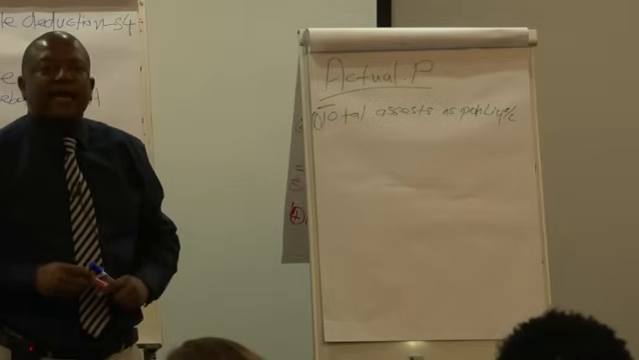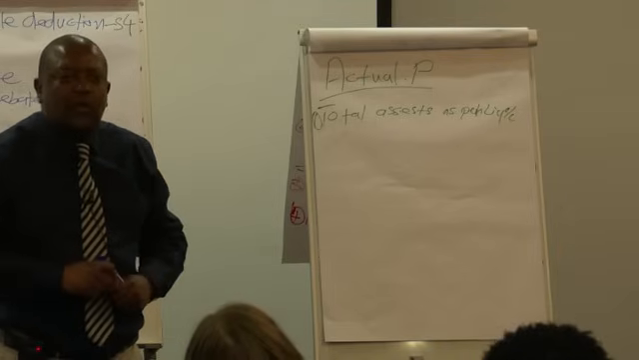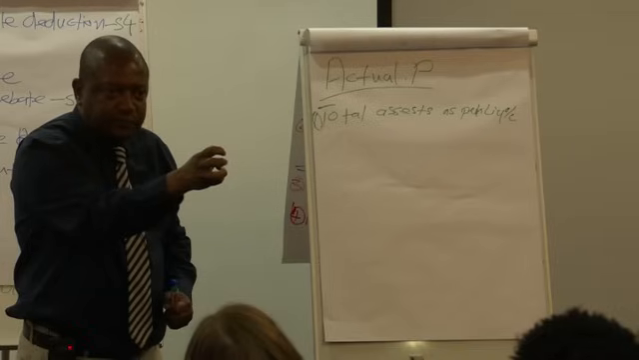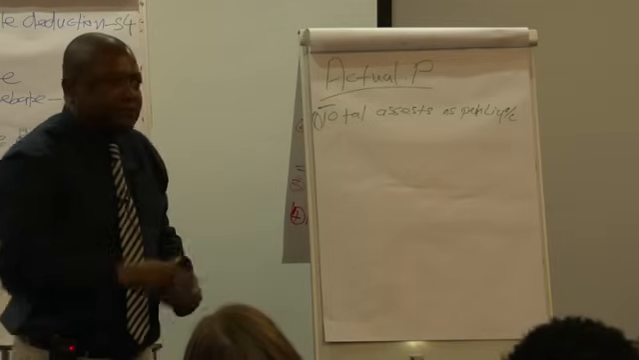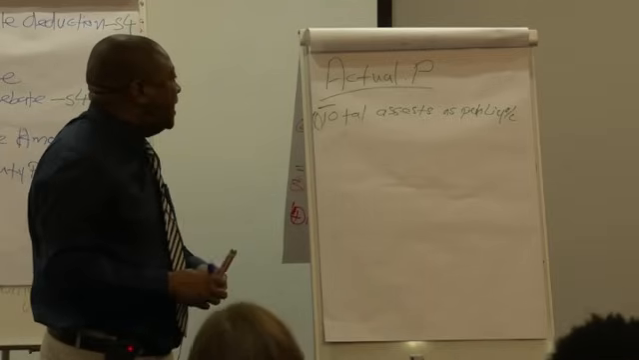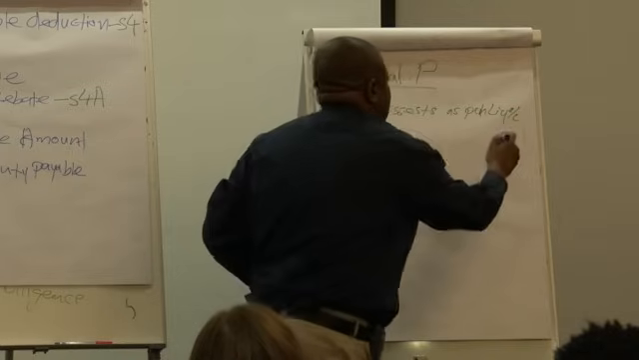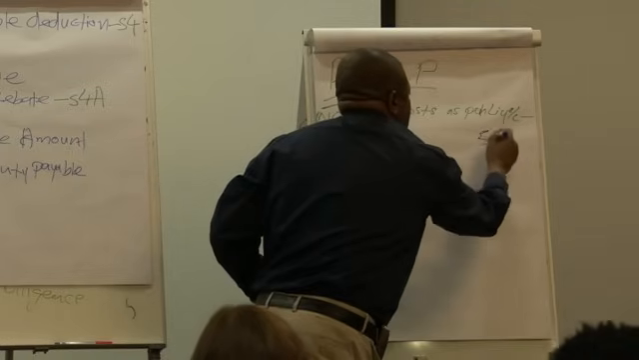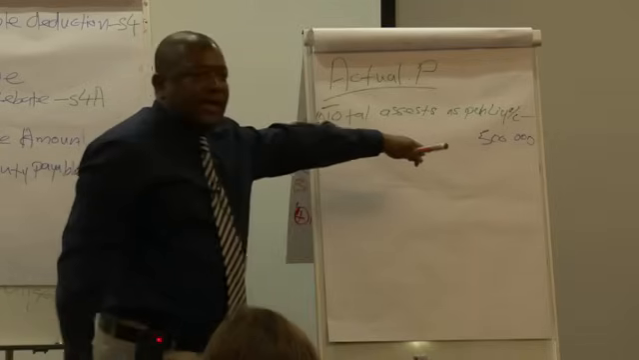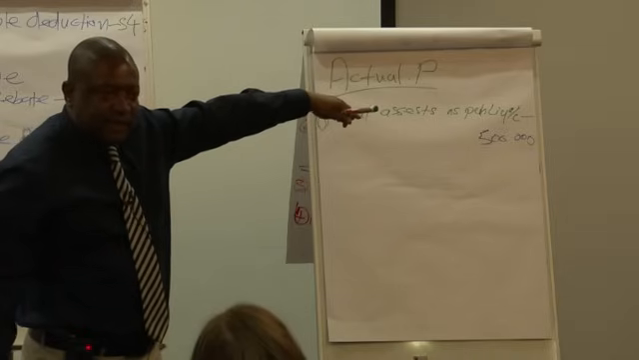We are going to make an adjustment under our total assets in order to do what? To comply with the Estate Duty Act. And how do we do that? Let's assume for a moment that our total assets as per the liquidation account gave us the amount of 500,000. So we must make an adjustment with regard to that amount, in compliance with the Estate Duty Act.